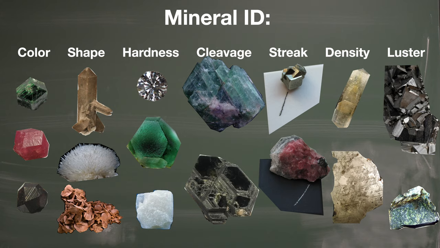Now, I won't be going into detail on how to identify minerals, but just understand that minerals in hand sample are identified by their appearance and their physical characteristics. The color, shape, hardness, cleavage, streak, density, and luster all contribute to correctly identifying a mineral in hand sample. For more information on how to identify a mineral in hand sample, check out the links in the description below.